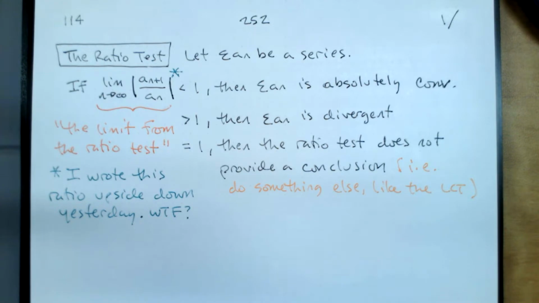Really, it should say if the limit from the ratio test is equal to 1, you need to go back and do the limit comparison test. What are you doing? You don't use the ratio test on rational or radical functions. That's what the limit comparison test is for.